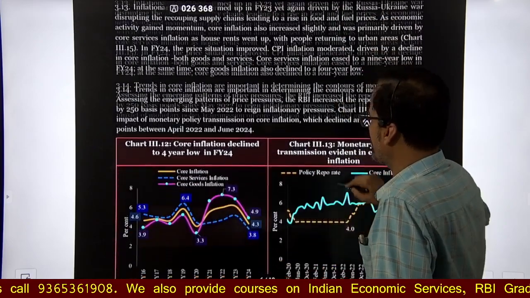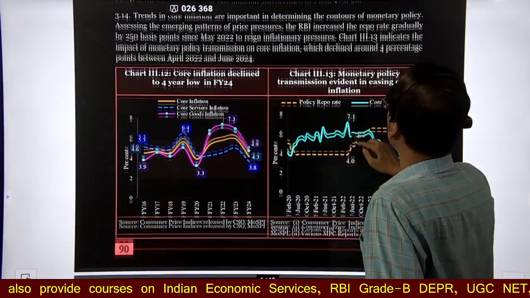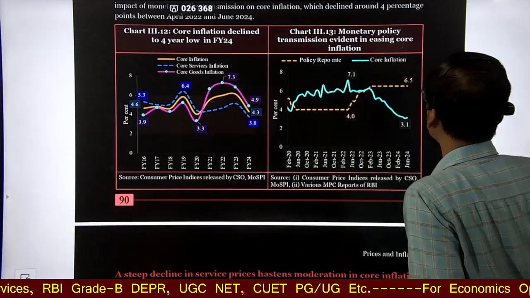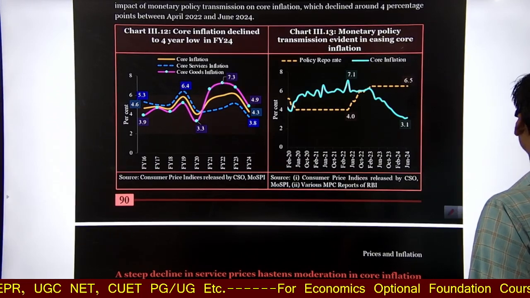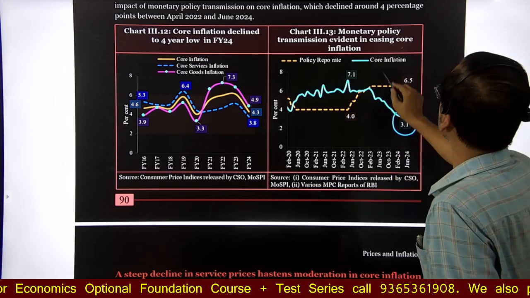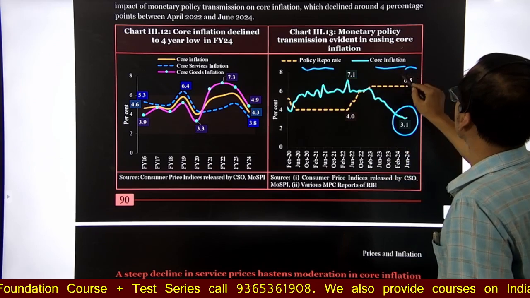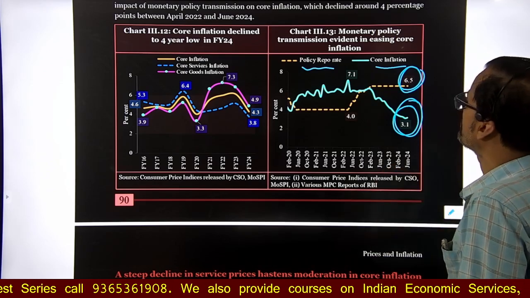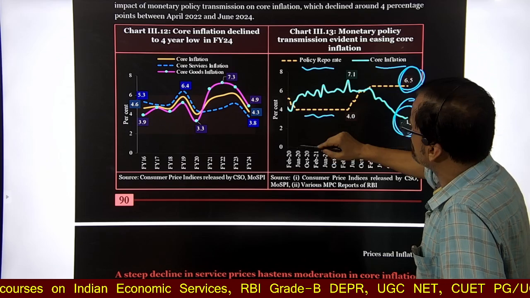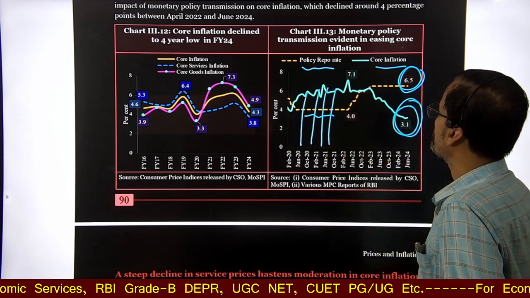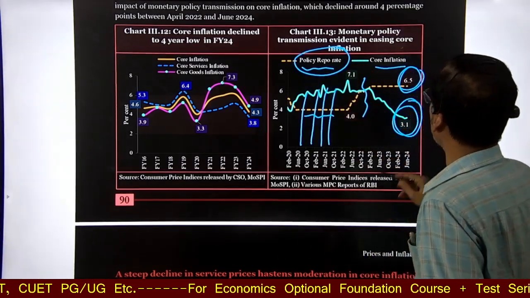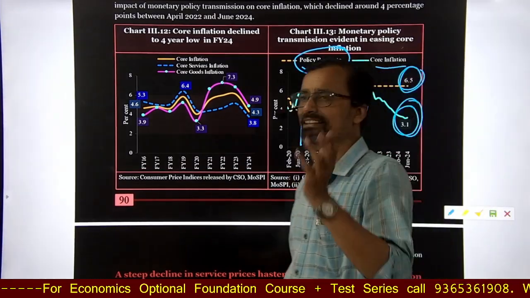So this is given here, I think Figure 11.13. Here we see the core inflation and policy repo rate. Obviously, when the policy repo rate is higher, core inflation is lower. When the policy repo rate is lower, you can check June 22, 21, 22. What is the relation between these two variables? As the policy rate is declining, core inflation is rising. As the policy rate is rising, core inflation is falling.